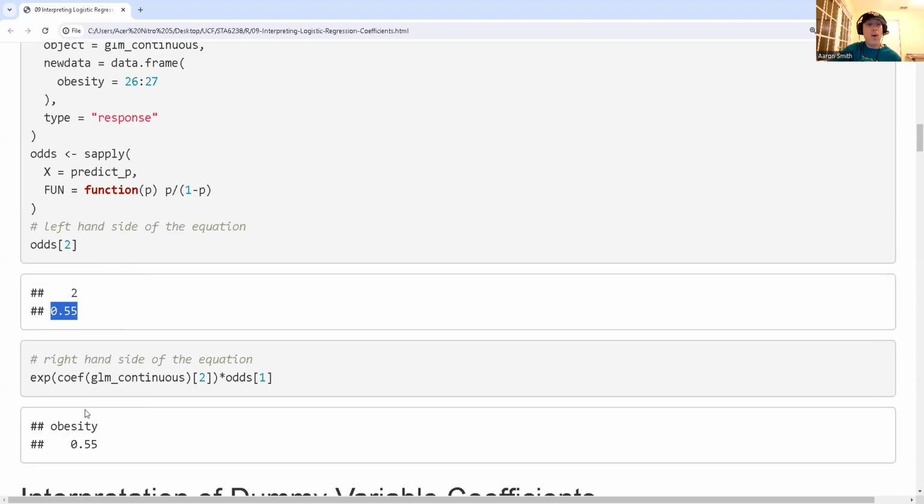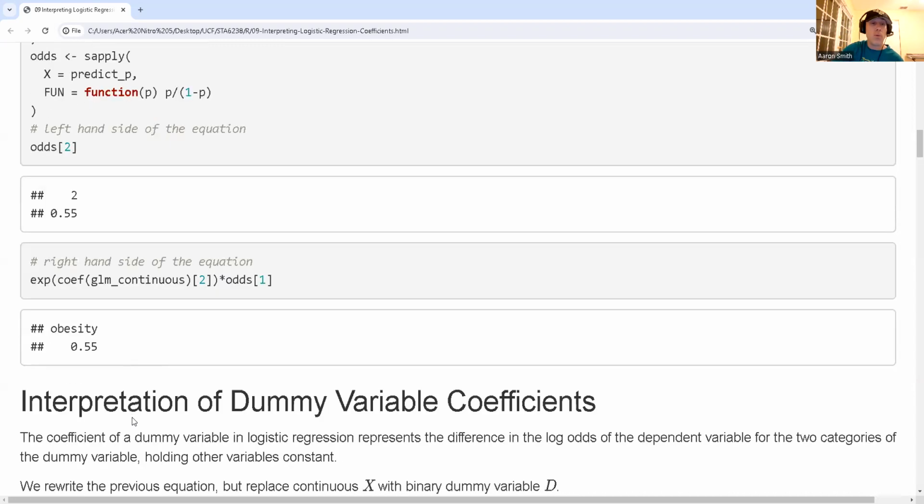I have 0.55. Now if I apply the formula I had before, I've got e to the power of the coefficient, times delta x, which is equal to 1 so I didn't write it explicitly, times the odds of the first. Boom, I get exactly the same value. So this is a verification of the result.